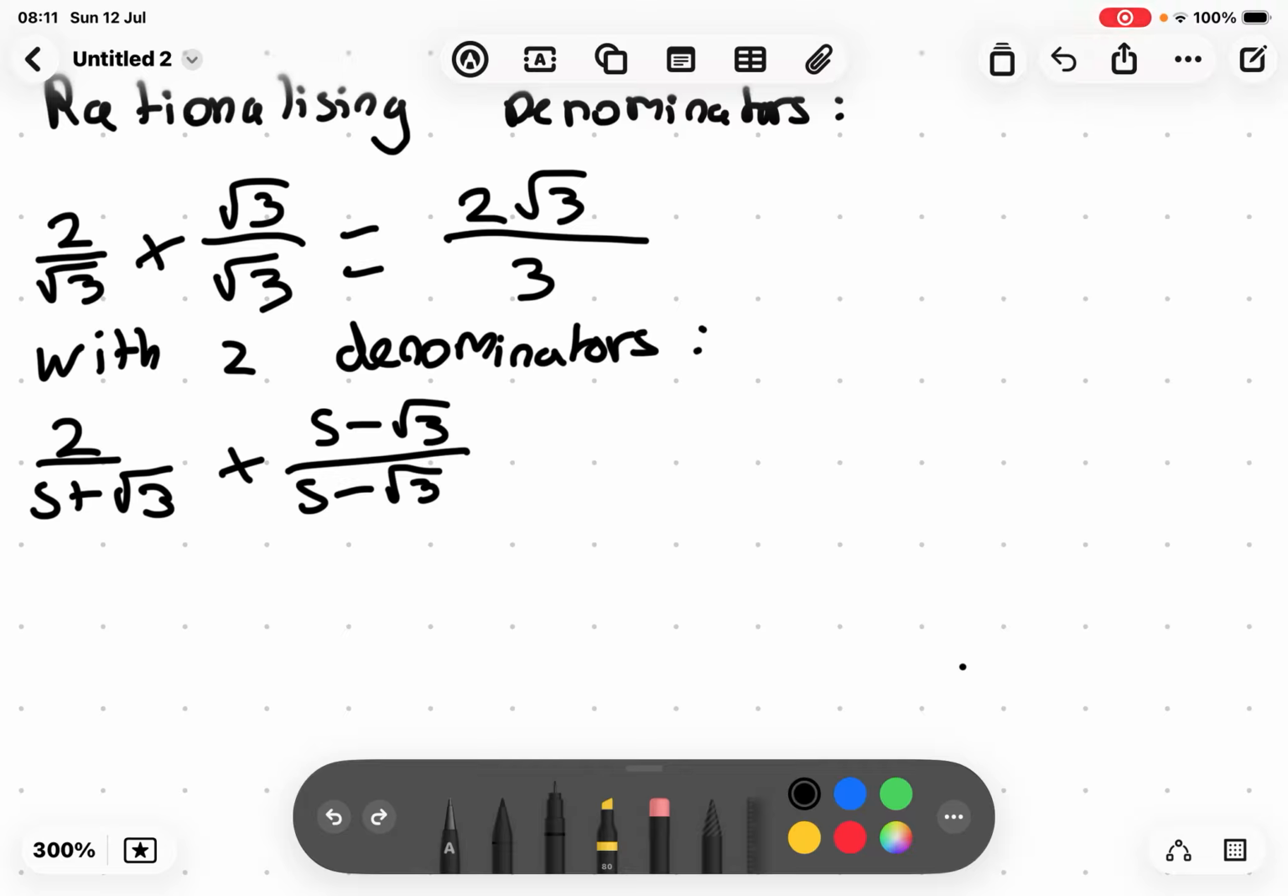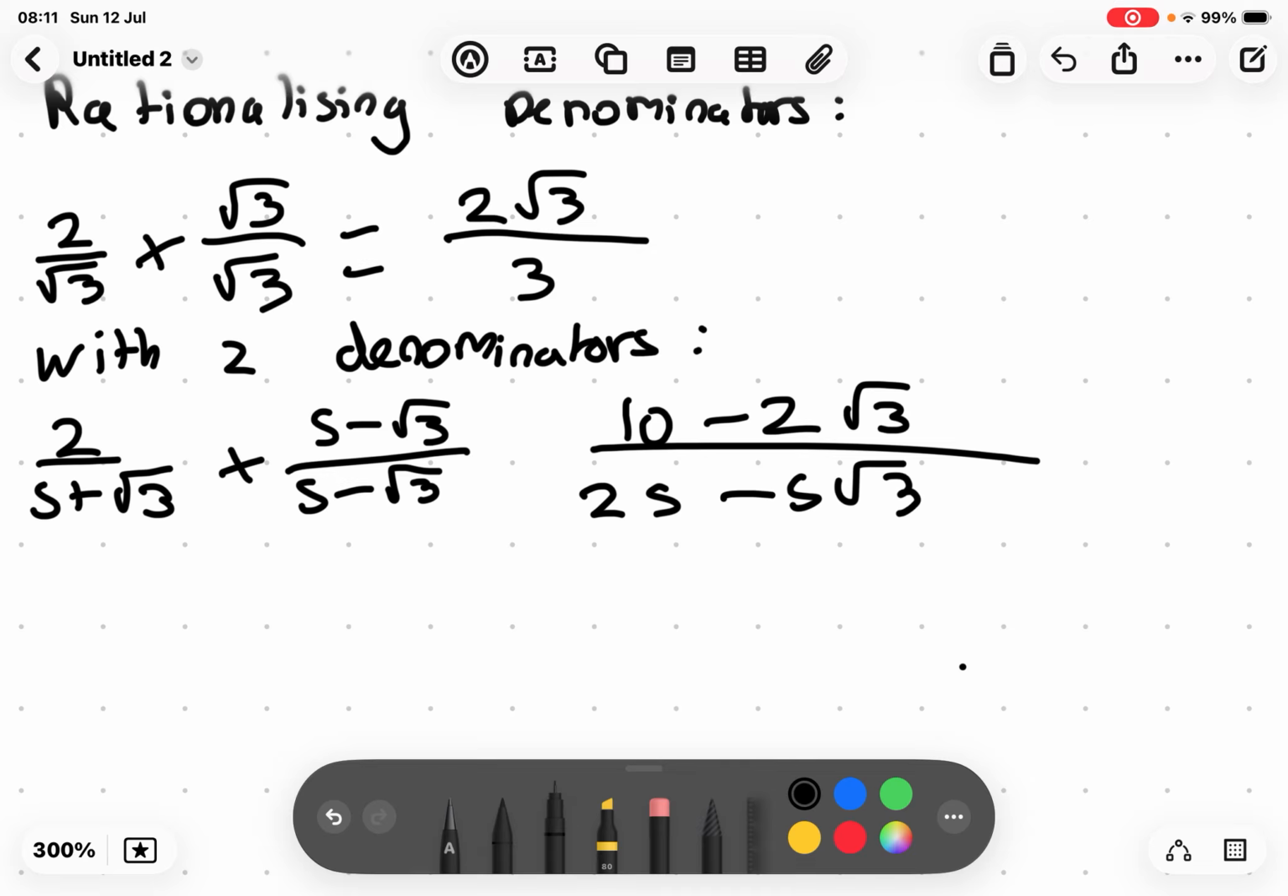Let's go. 2 times 5, 10. 2 times negative root of 3 is going to be negative 2 root of 3. After that, 5 times 5 is 25. After that, 5, basically this. And then plus 5 root of 3.